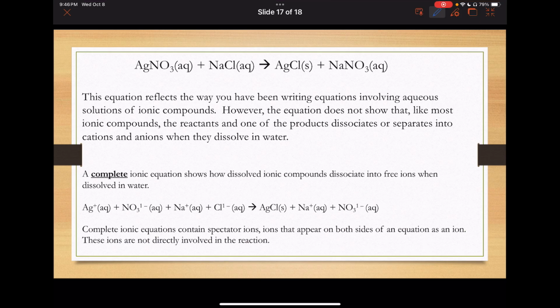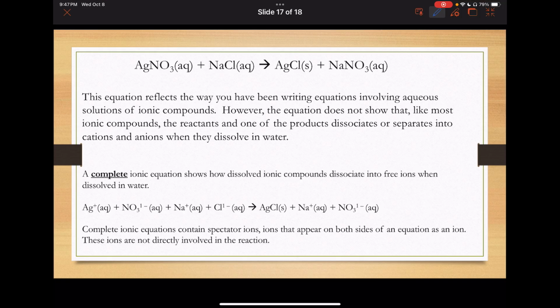And so we write what is called a complete ionic equation, and it shows us how those ionic compounds dissociate into ions. So complete ionic equations show us what are called spectator ions. So these are the things that are on both sides that are not actively involved in the reaction, which just means that they're not producing what we're looking at in an equation, or they're just kind of there. All right.